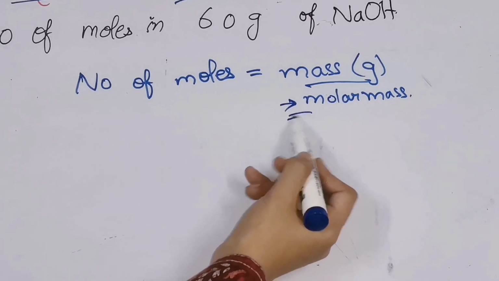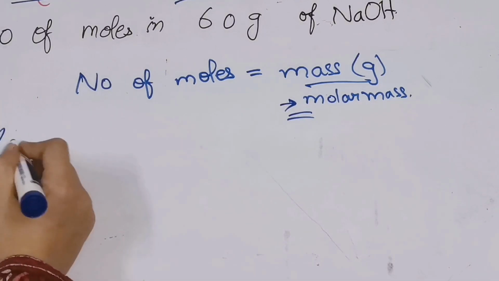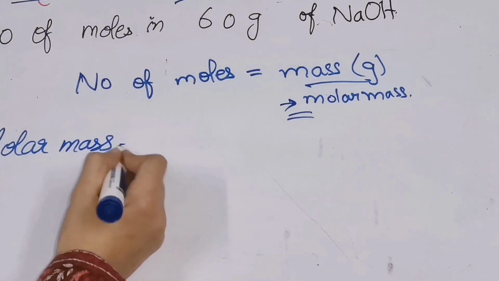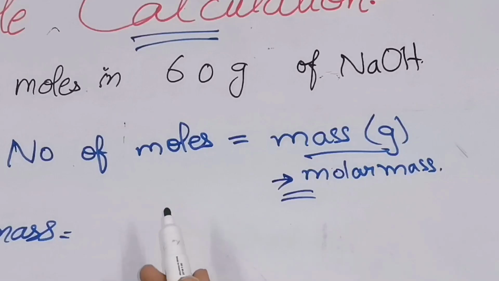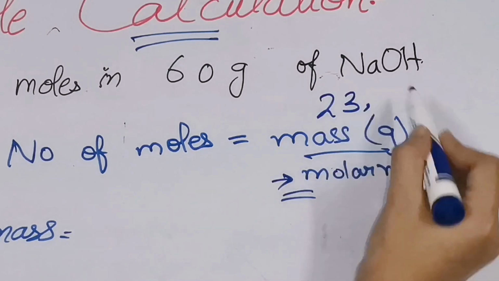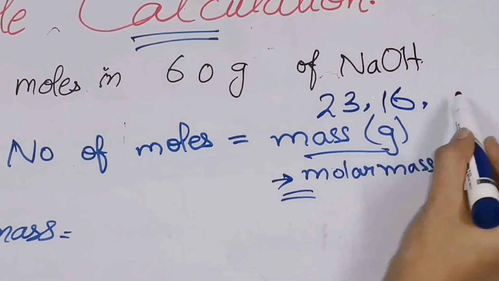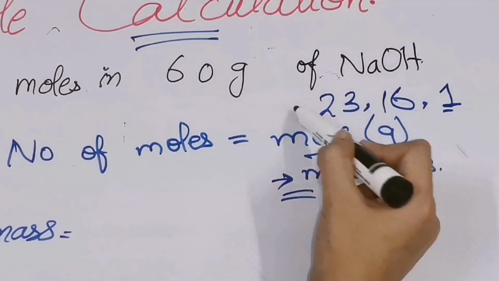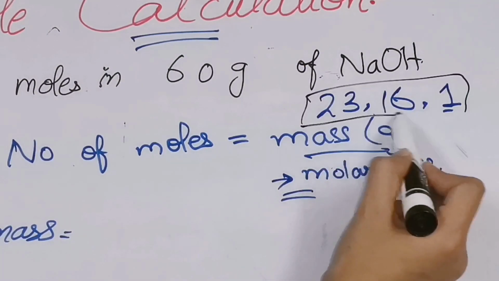First we will find the molar mass. For the molar mass, we should know the atomic masses. The atomic mass of sodium is 23. Right? Let me write over here 23. The atomic mass of oxygen is 16 and atomic mass of hydrogen is 1. Okay? These are the atomic masses.